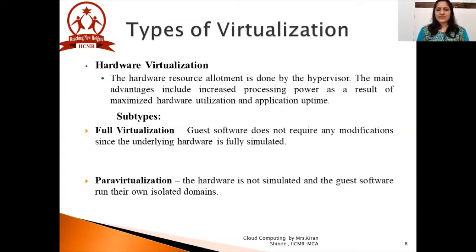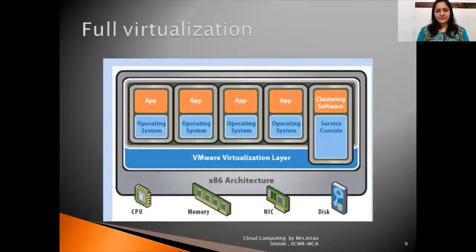Now let us try to understand this concept with some images. Let's have a look at this image. This is actually explaining the full virtualization layers. If you see at the bottom side, there is the actual physical hardware, the processor, the memory, the network cards, the hard disks. And on top of this actual hardware, you can see the virtualization layer, the VMware virtualization layer. And then on top of this layer, there are different virtual machines which are installed with their operating system and the desired applications. So this is full virtualization.